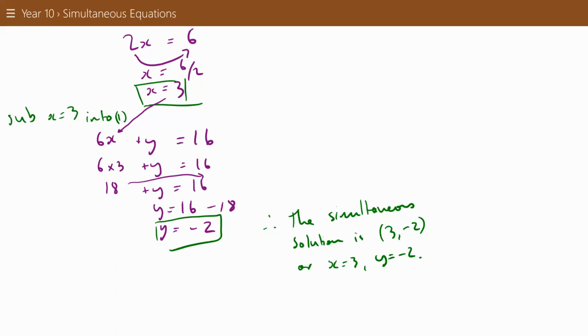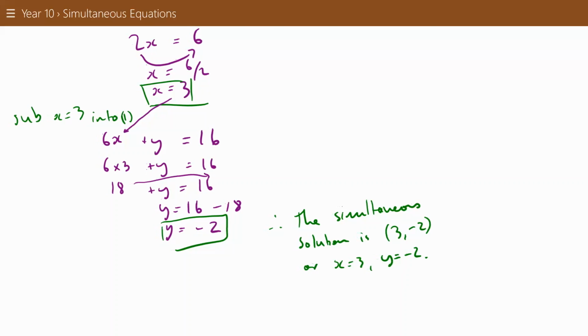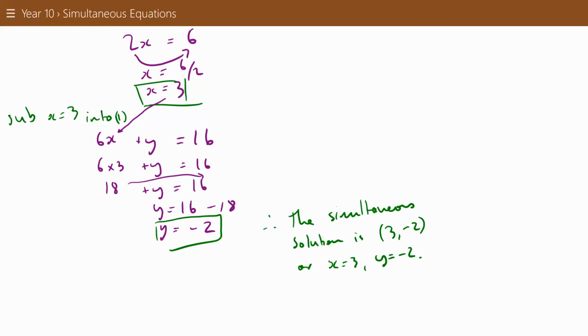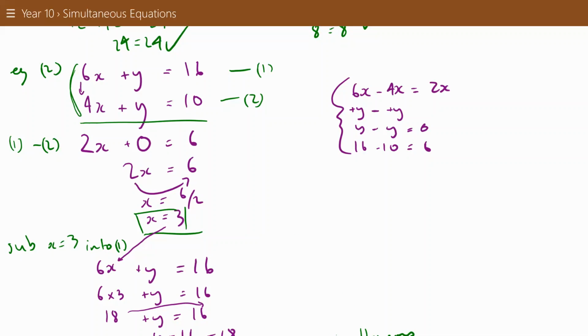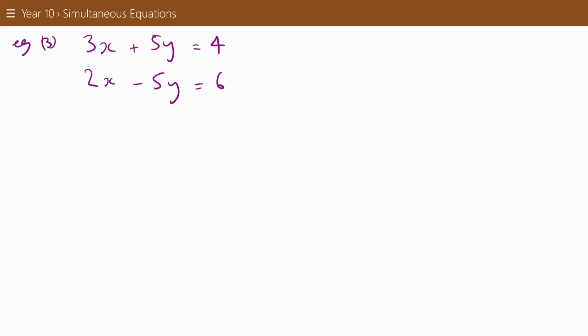Now again, we could go check, but just for this video, I want to do another example quickly to save a bit of time. But you can go and check by subbing in x equals 3 and y equals minus 2 into the other equation, or into both equations. Alright, this is the final example. 3x plus 5y equals 4 and 2x minus 5y equals 6.